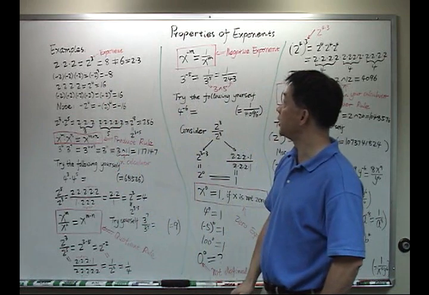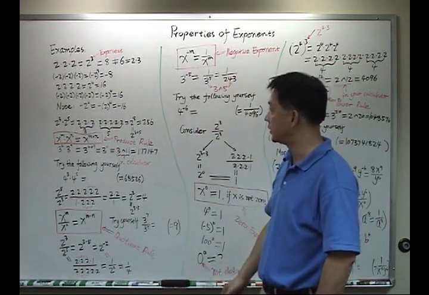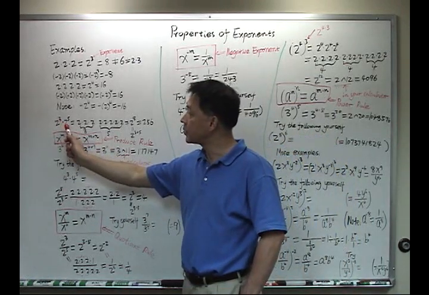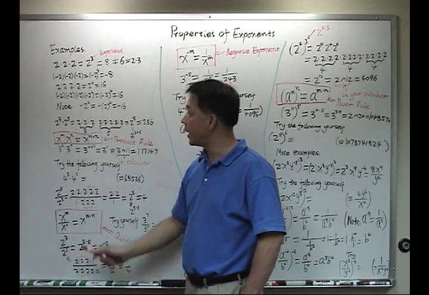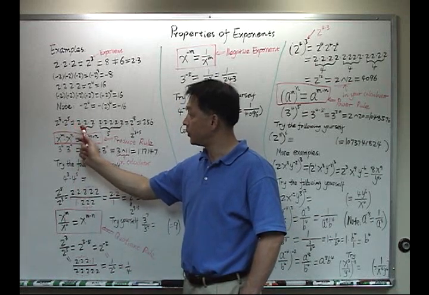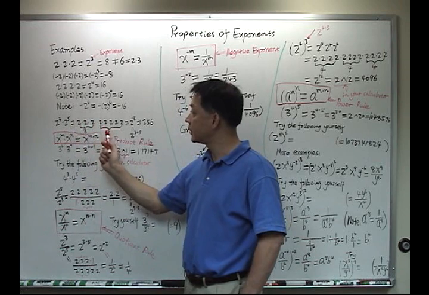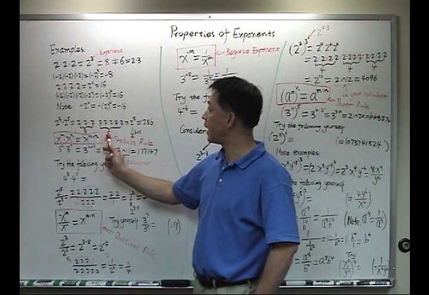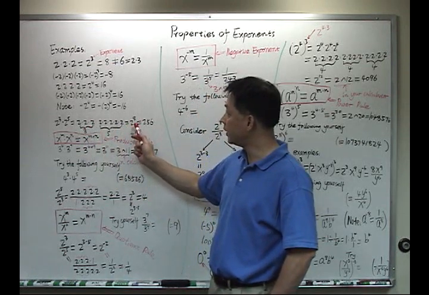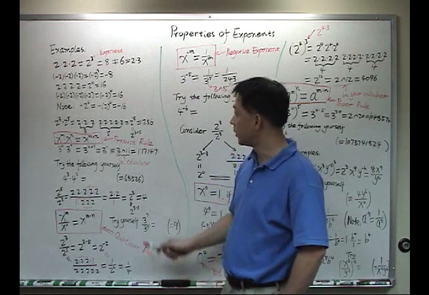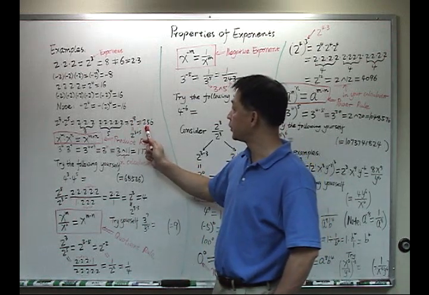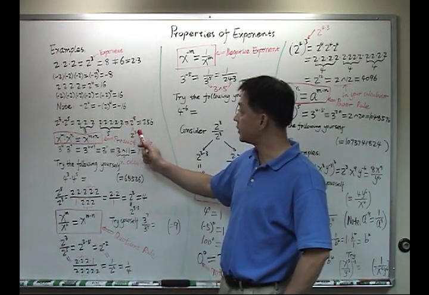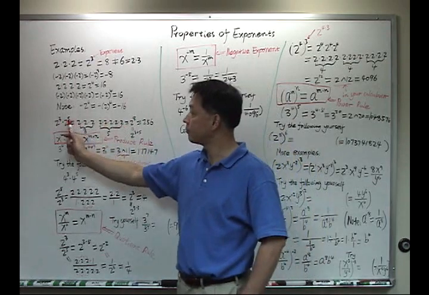Now, let's see some properties of exponents. You can see right here, 2 cubed times 2 to the 5th is actually three 2's times five 2's. So you can count three 2's and five 2's together is eight 2's. So that's 2 to the 8th, which is 256. Where is this 8 from? That's 3 plus 5.